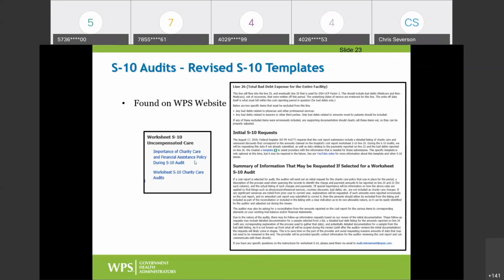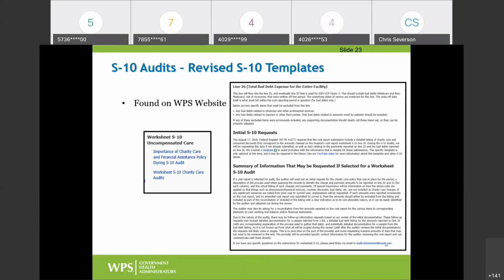So you'll find that out there as well. Feel free to check that out. Again, I guess these are just screenshots, so you won't have the link. But if you go to the WPSGHA.com website, click on the cost report audit topic, you'll be taken to all these audit subtopics, and just search for this one and you'll find these two articles. These are hyperlinks, by the way. The template you can download, the YouTube video, it'll take you straight there. Even the email address if you have any questions on S10.